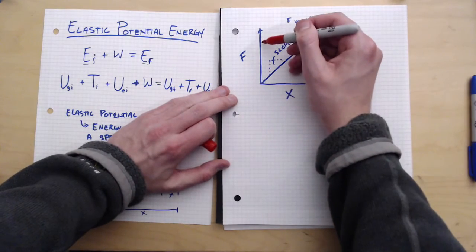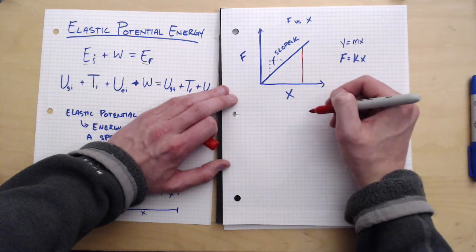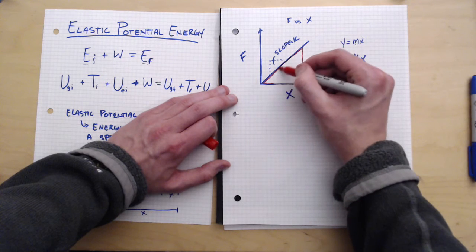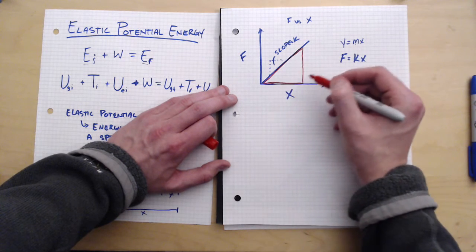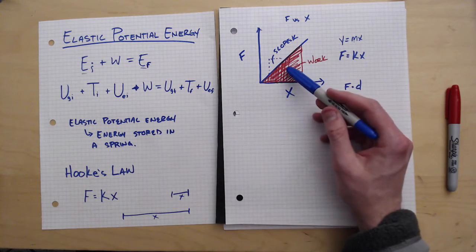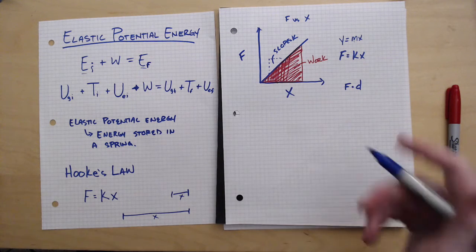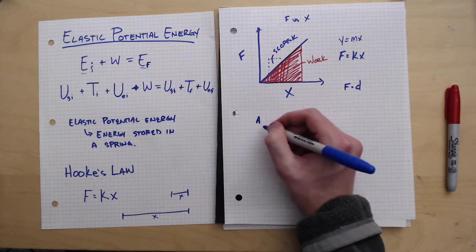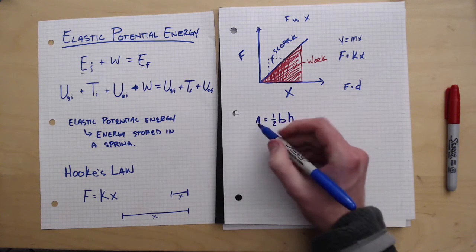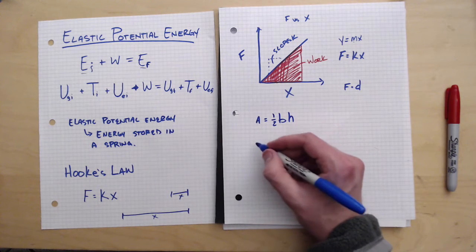If you multiply force times the distance, you are going to get the area underneath the curve. And it turns out that this area right here is going to equal the work done. Let's find an equation for this area underneath the curve. Remember that we know the area of a triangle is equal to 1/2 base times height. And we just said that the area underneath the triangle is going to be equal to the work. So we can substitute this in.